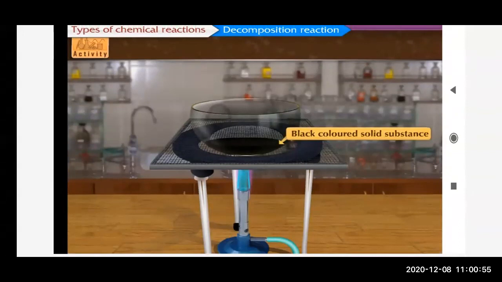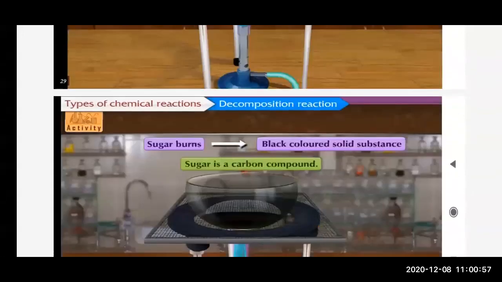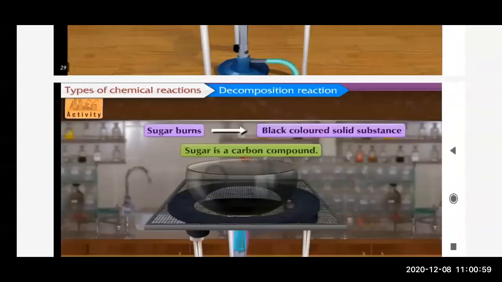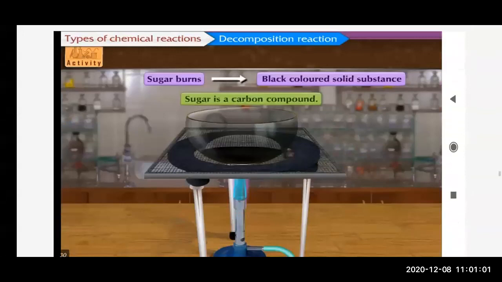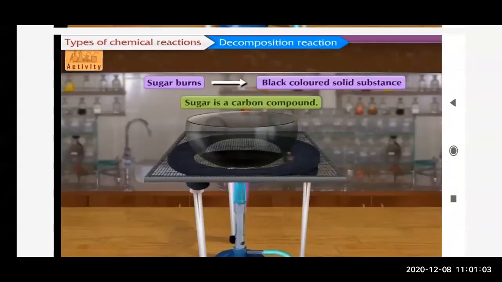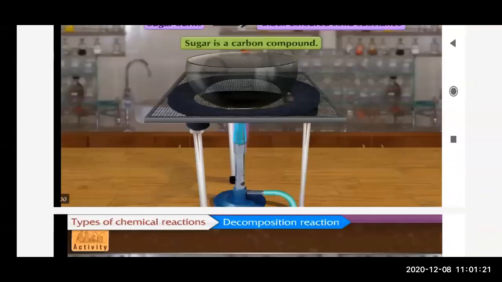so exactly what would have happened in this activity? See here, when sugar is burnt, initially the color of the sugar was white. When it is burned, a black colored solid substance forms. So what is that black colored solid substance? It is a carbon compound, right? So it means sugar is a carbon compound.